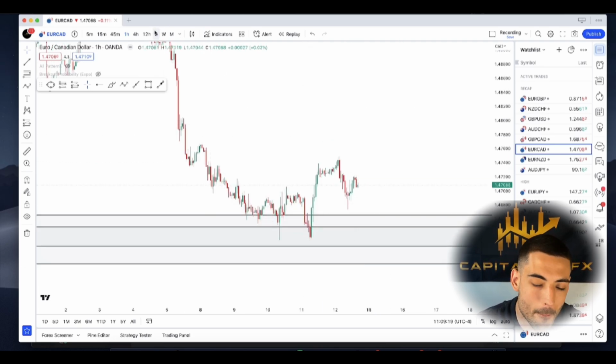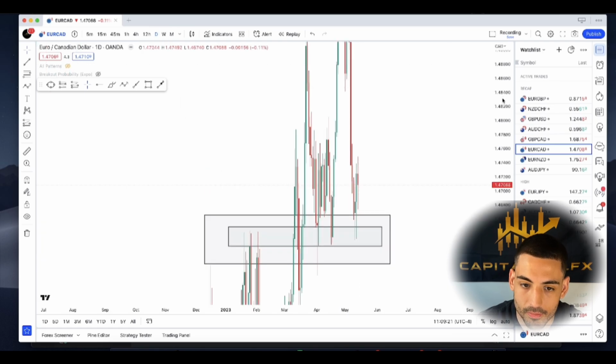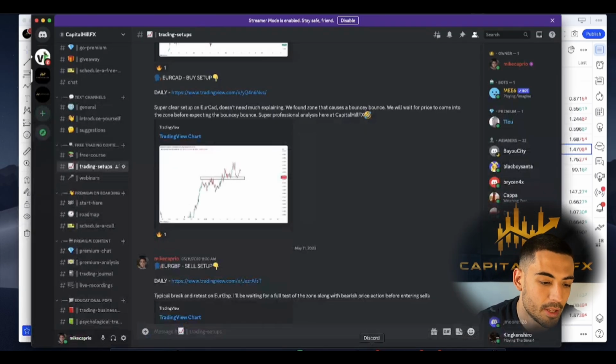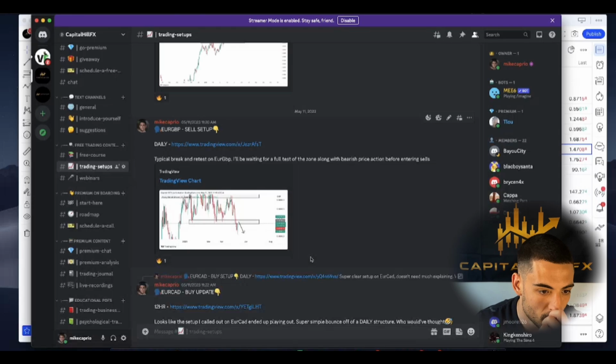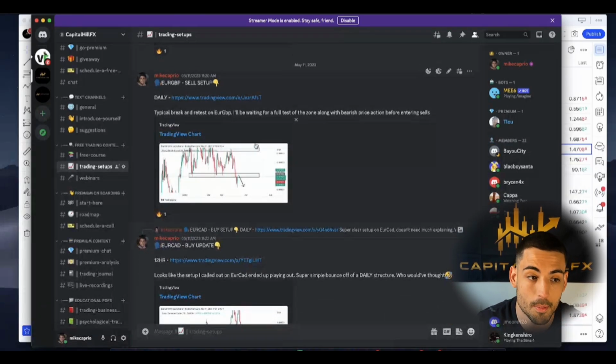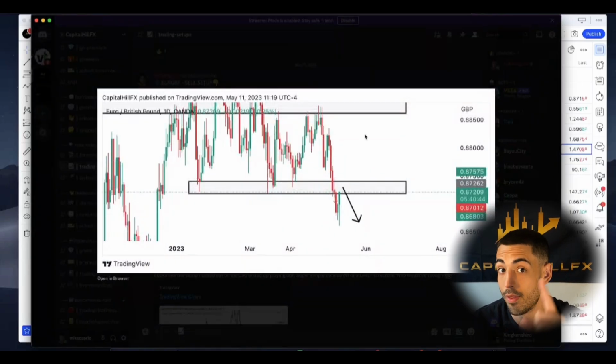But what is it? A bounce off of a daily horizontal level. That's literally it. Do we have any more? Let's see. So this was a sell setup. This was another sell setup that I called on Euro GBP, the first setup that I called of the week. We ended up breaking through that support zone. Then we just had a break and retest.